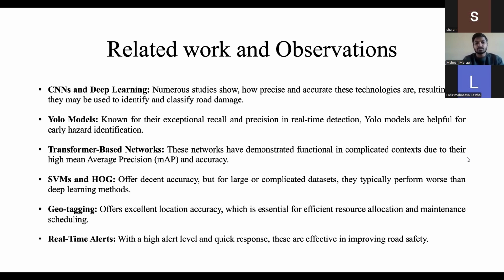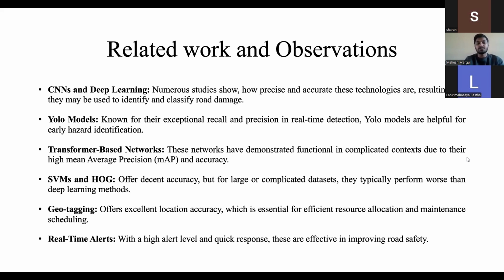And transformer-based networks. These networks have demonstrated their effectiveness in complicated contexts due to their high mean average precision and accuracy. In the coming slides, I will show you how much accuracy these models have shown in earlier research. Just bear with me for the next slide, I will show you all the stats about it.